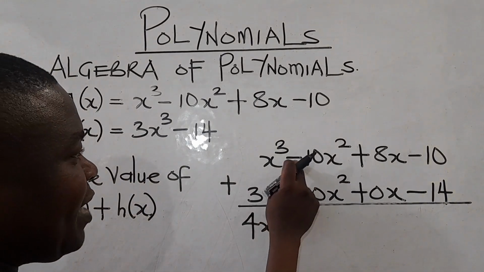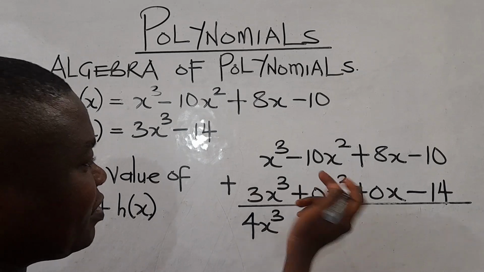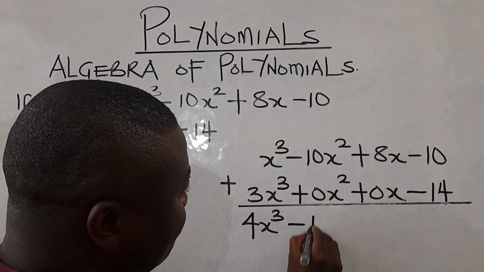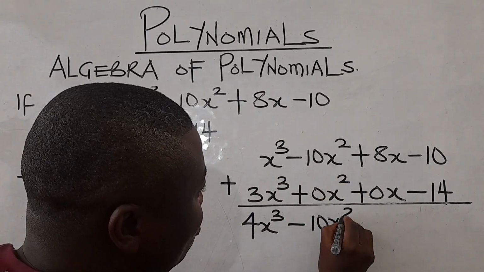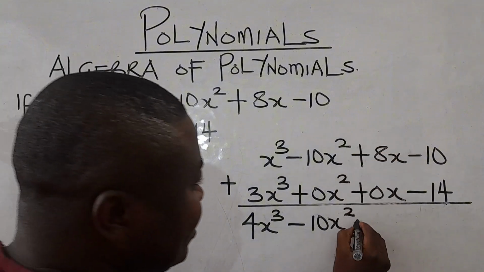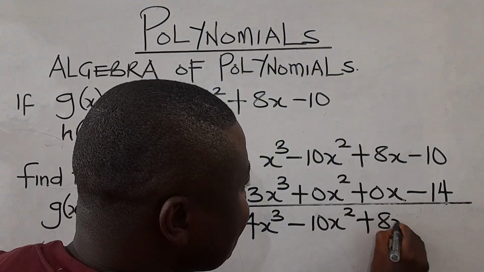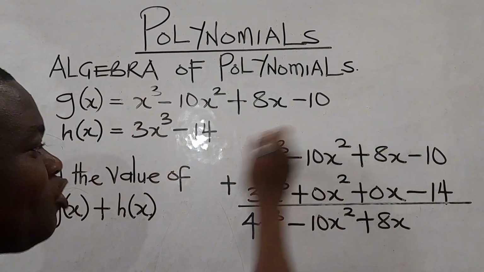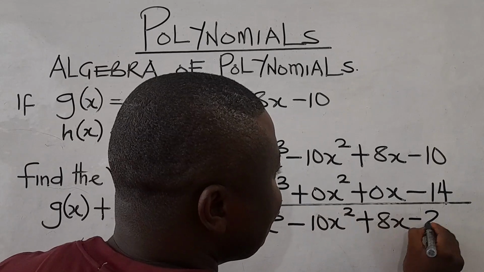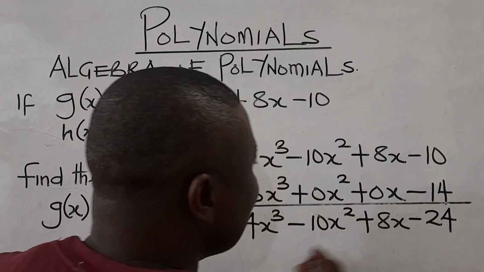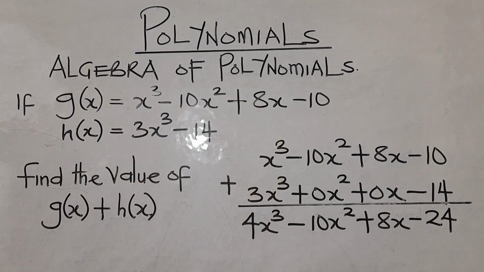Negative 10 plus 0 is negative 10x squared. You add this, the same thing as 8x. And when you add this up, you get minus 24. So this is the answer. I think it is actually very basic. Good.